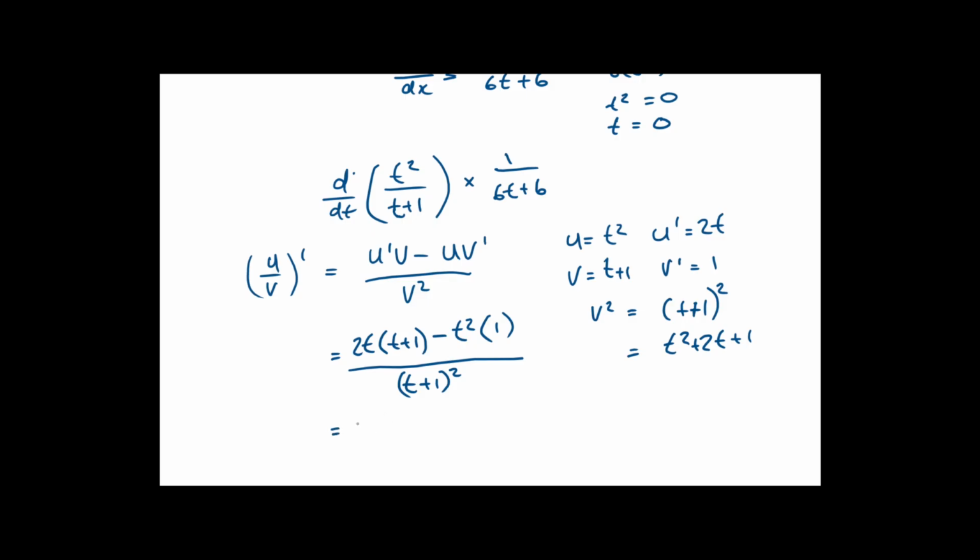Let's just expand this out. So it's going to be t squared plus 2t minus t squared. Okay, so that's going to simplify a little bit. That's going to cancel. So we've got t squared plus 2t over (t plus 1) squared, and we have to multiply this by this thing up here.